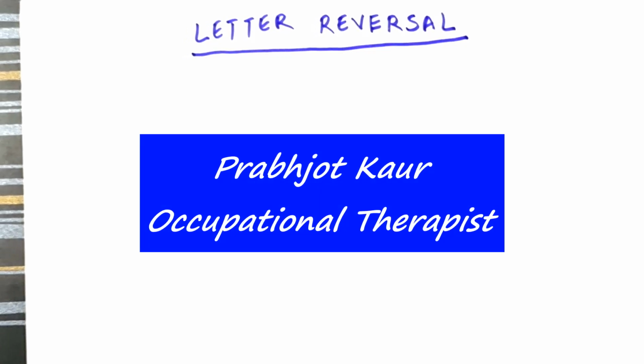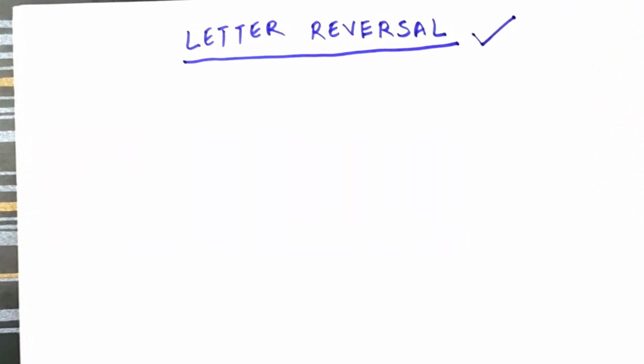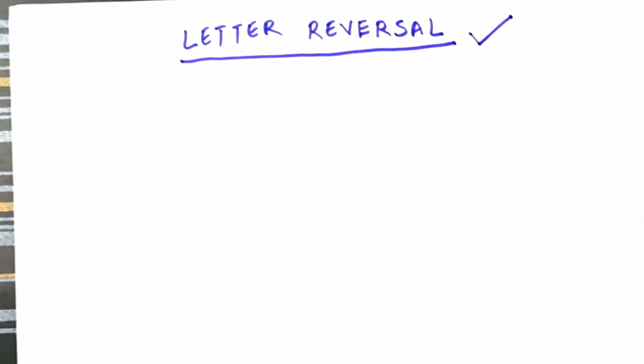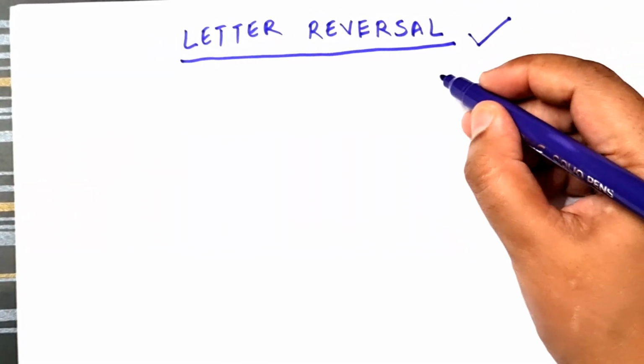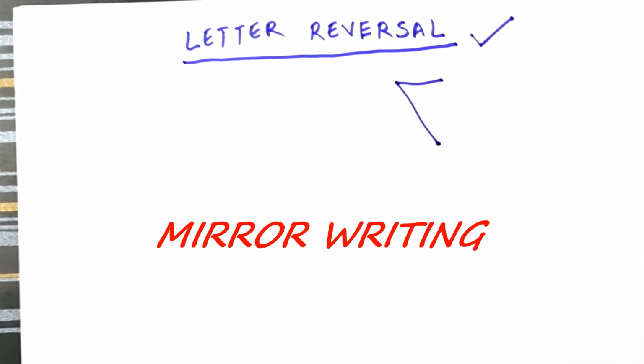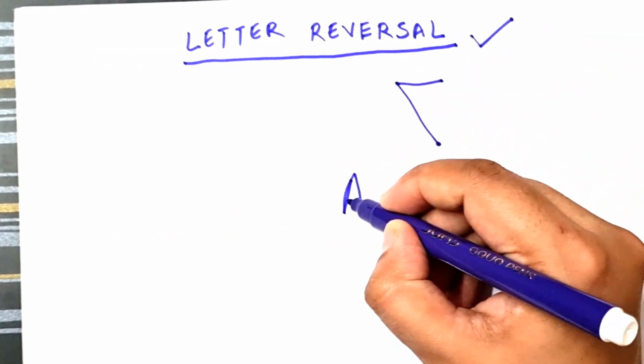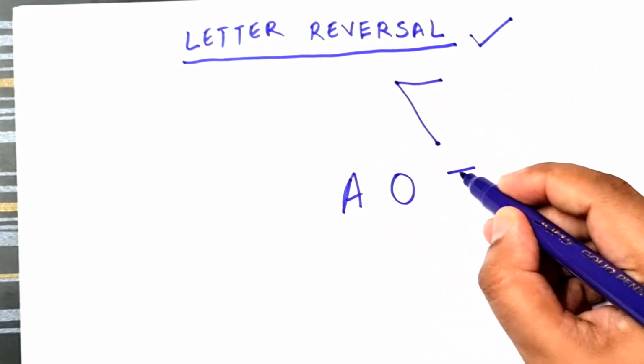Hello everyone. Today we are going to discuss letter reversal. It seems like your child just does not understand that you should not write 7 like this. It's actually mirror writing, and we are grateful that at least some letters are symmetrical like A, O, T.